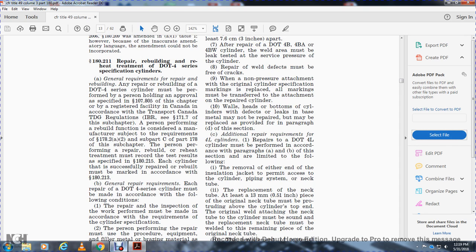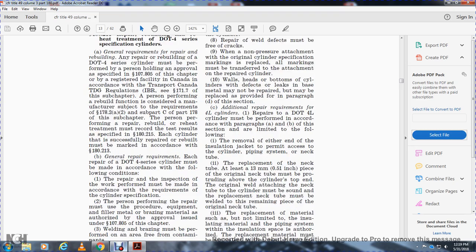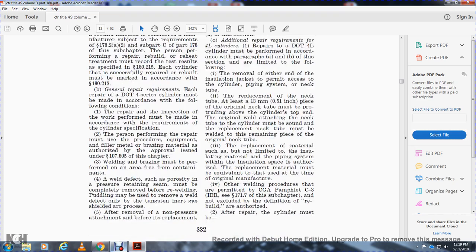0.51 inches of the original neck of the tube protruding above the cylinder's top of the original welding attachment. The neck of the tube of the cylinder must be sound with the replacement neck tube. There must be welded the remaining pieces of the original neck tube.